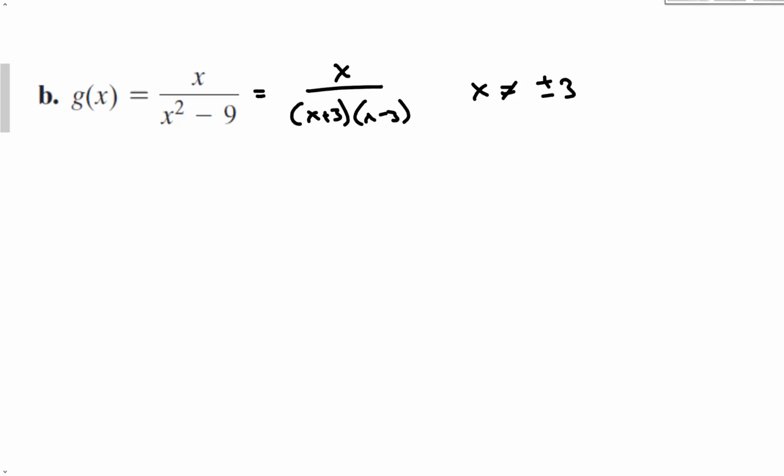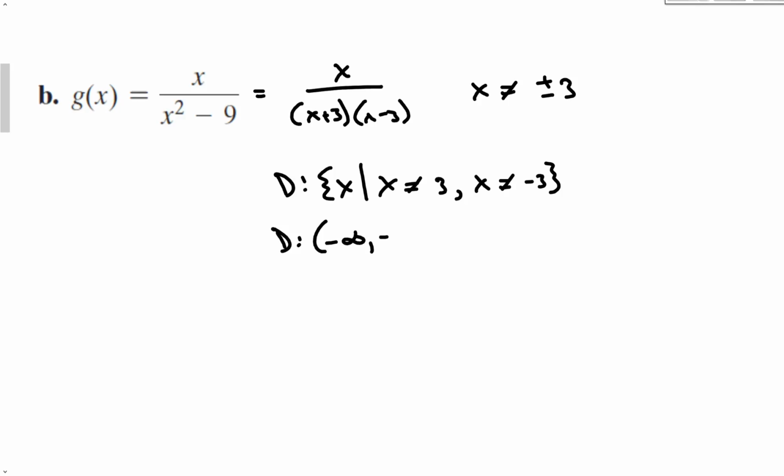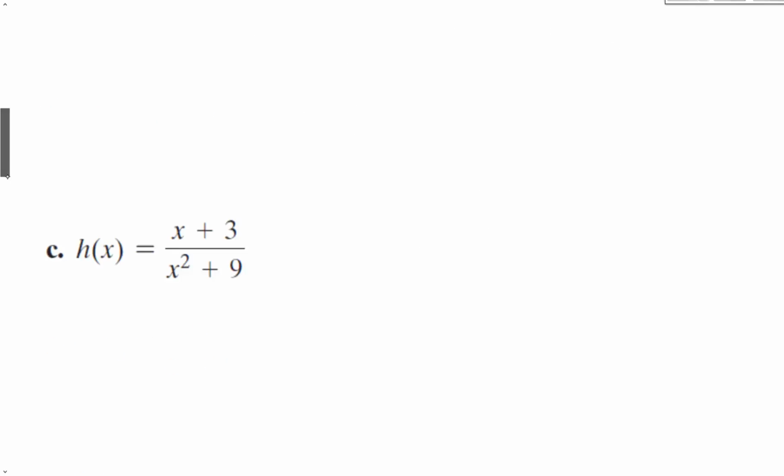Okay? So the way I write that in set builder notation is that we have a variable x such that x is not equal to 3 and x is not equal to negative 3. Or with interval notation, I go from negative infinity to negative 3. I go from negative 3 to positive 3, not including these points, and then from 3 to infinity. Okay. Let's look at one more.